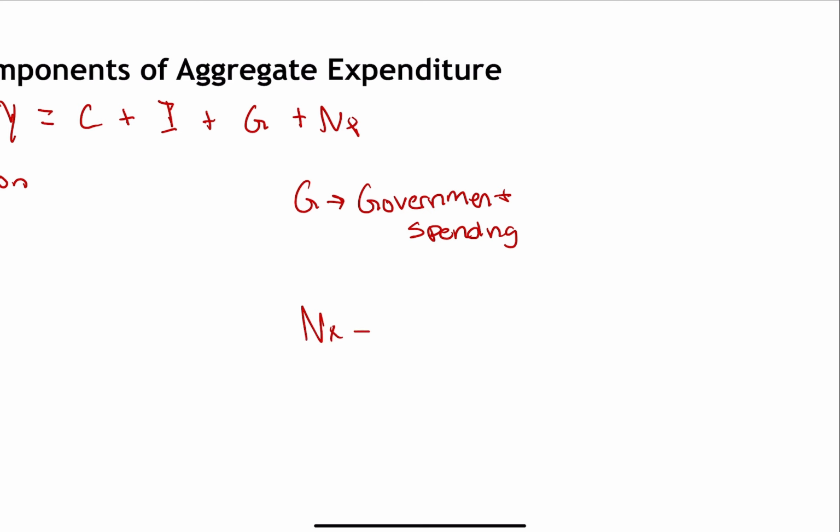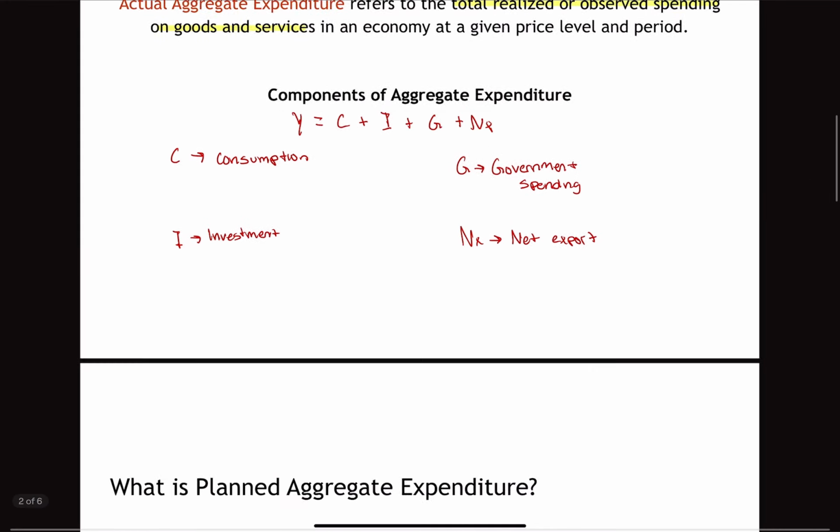And NX is for net export, which includes things like domestic income, foreign income, exchange rates, taste for foreign goods, and trade policies.